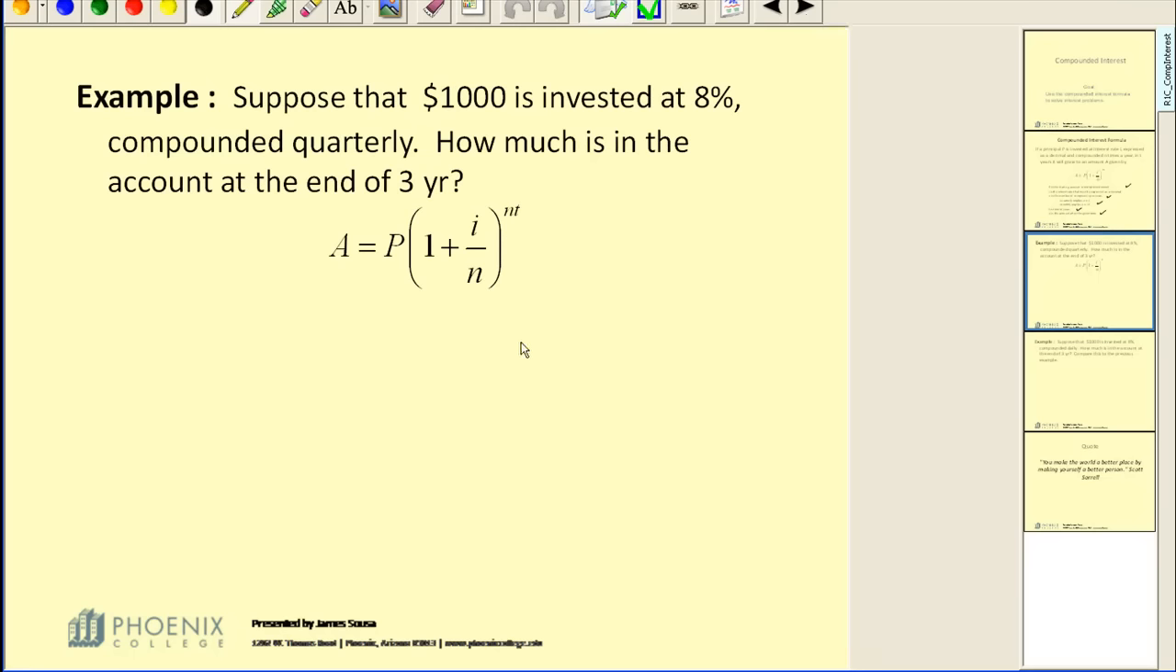Suppose that you invest $1,000 at 8% interest compounded quarterly. How much is in the account at the end of 3 years? Okay, let's set this up. What would our principal be? Again, principal is the starting amount or the initial investment, so that's $1,000.